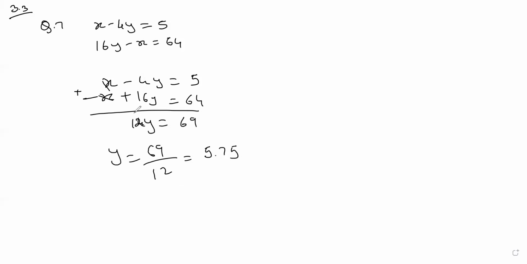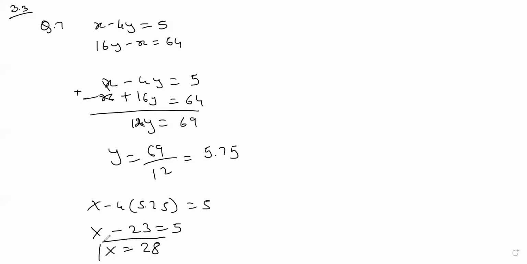Now if I put 5.75 in any one of the equations, x minus 4 into 5.75 is equal to 5. x minus 23 is equal to 5. x is equal to 28. These are the means of the regression lines.